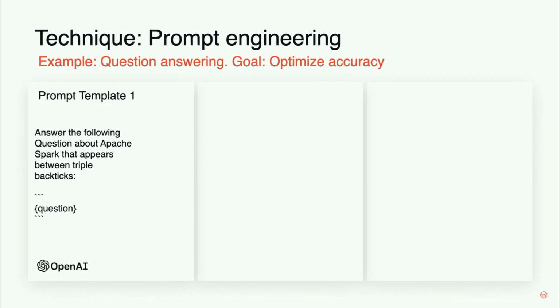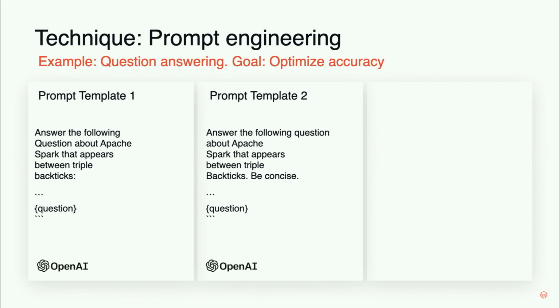They then iterate on the instructions or the prompts to identify an optimal instruction set. So if I'm asking my application to answer questions about Spark, I may instruct it to answer the following question about Spark appearing between triple backticks. It's a decent start, but I might find that the response is a little bit lengthy or verbose.